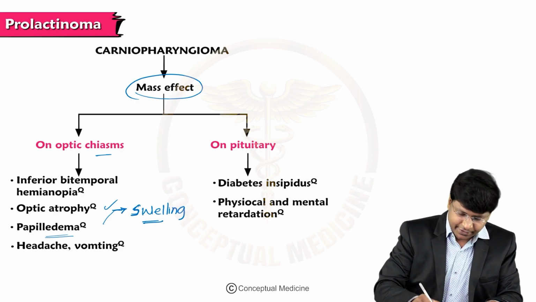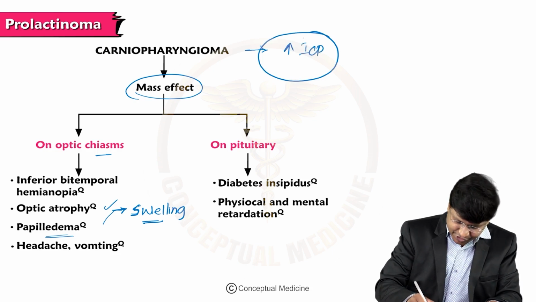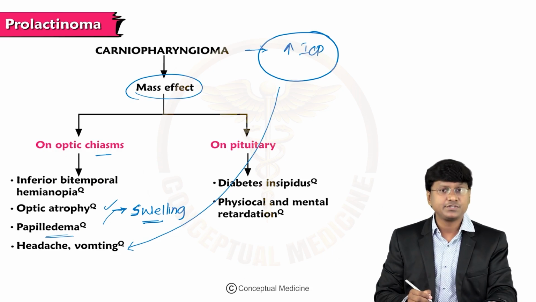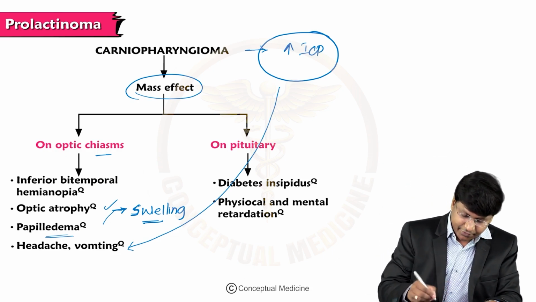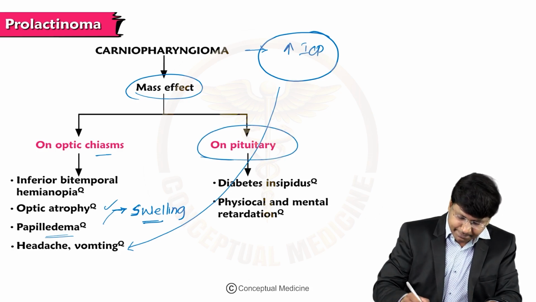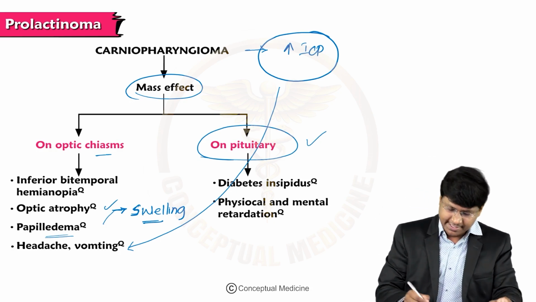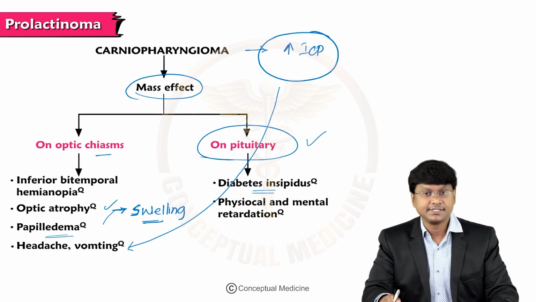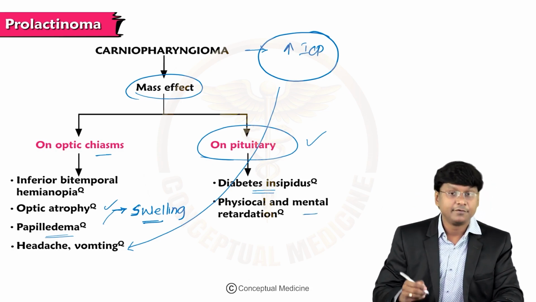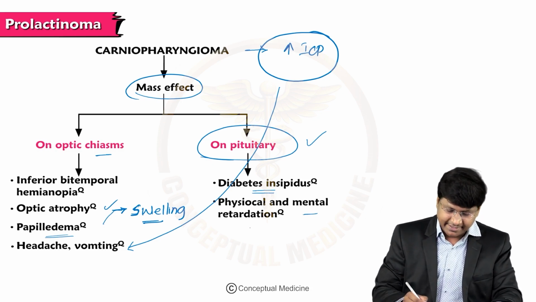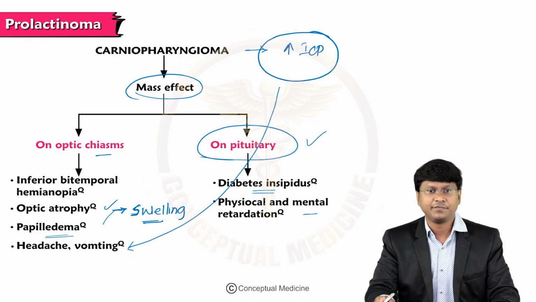And in this craniopharyngioma, there will also be raised intracranial pressure, due to which the individual will have headache as well as vomiting, right? And this craniopharyngioma can also cause compression on the pituitary gland, mainly over the posterior pituitary, and that will result in diabetes insipidus, right? And the individual will also have psychological as well as mental retardation. So these are the clinical manifestations in patients with your craniopharyngioma.